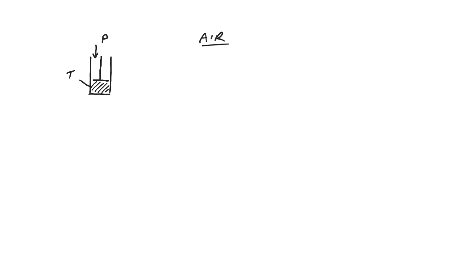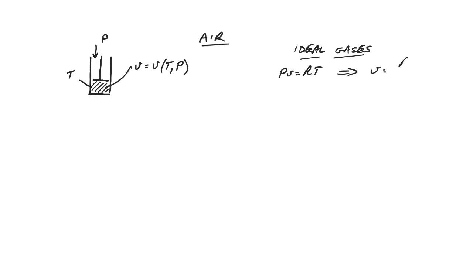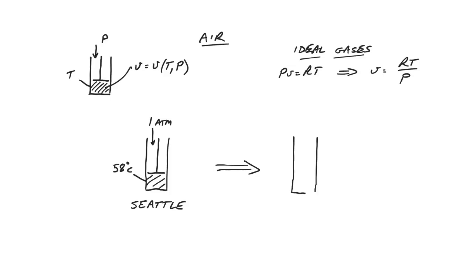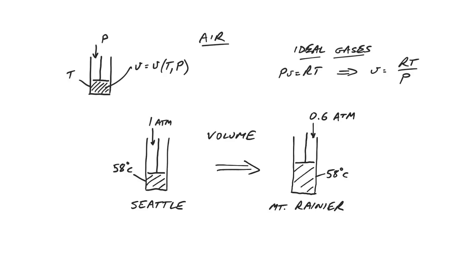One way to express this idea mathematically is by saying that molar volume is a function of temperature and pressure. At such low pressures, we might expect air to obey the ideal gas law. Taking T and P as the independent variables, we can rearrange it to make the volume dependent. This model predicts the air will expand if we lower the pressure. For example, if we moved our setup to the top of Mount Rainier, where the atmospheric pressure is only 0.6 of an atmosphere, we would expect the gas inside the cylinder to expand, sliding the piston upward until the pressure inside the cylinder also became 0.6 atmospheres.